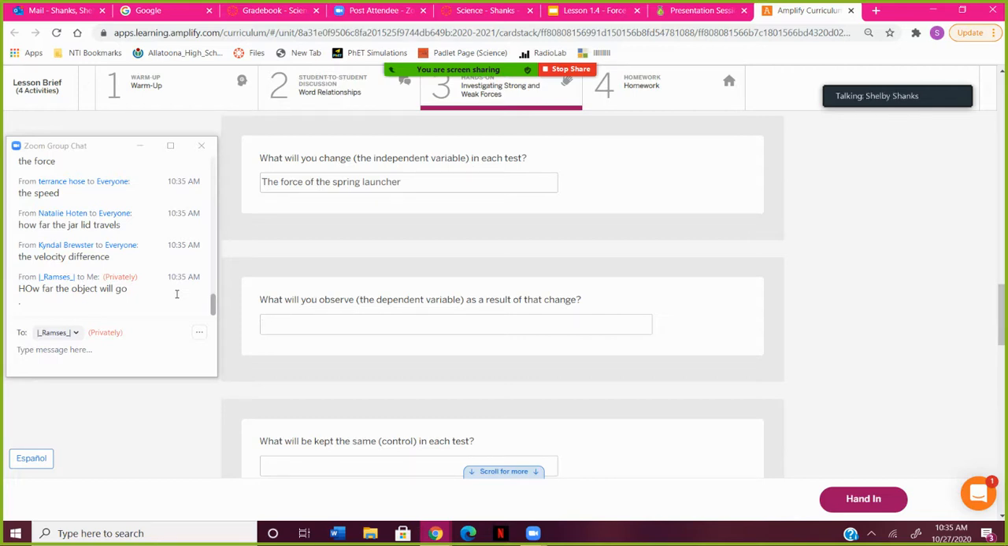So we can't really tell how fast it's going, but we can tell which one reaches the end of the meter stick first. It's not always about how far the object is going to go. Okay, so we will observe which jar lid reaches the end of the meter stick first.